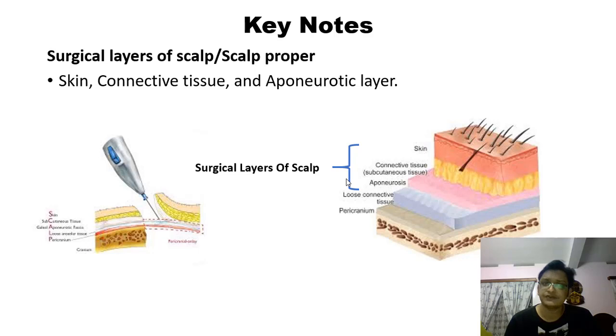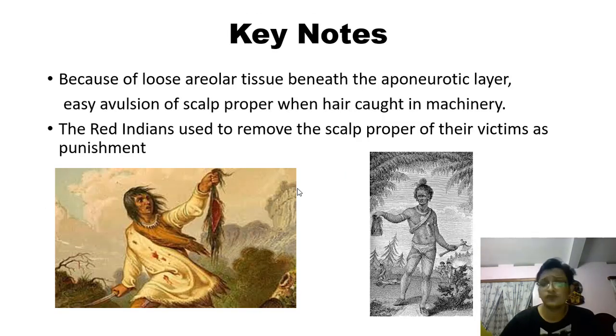So the key notes: these surgical layers of scalp, also called scalp proper. The skin, connective tissue and aponeurosis all together are called the surgical layers of scalp. Another keynote: because of the loose areolar tissue beneath the aponeurotic layer, there is easy avulsion of scalp proper when hair is caught in a machine. Any injury in the scalp is a kind of avulsion injury. It will just come out as a whole.